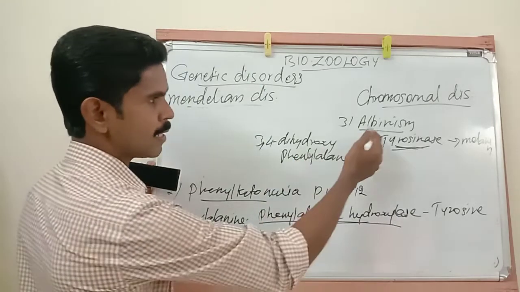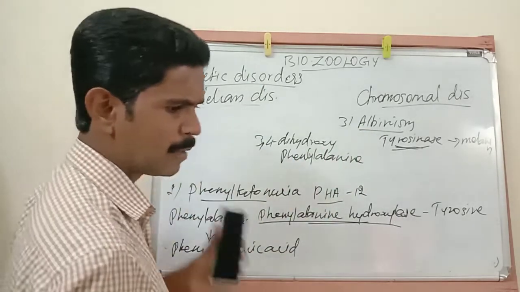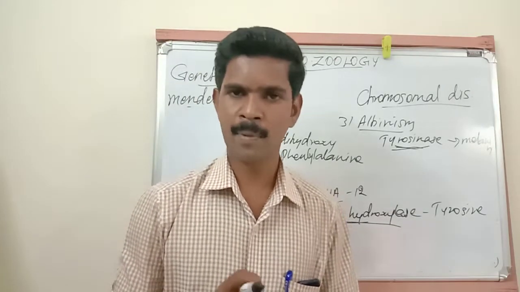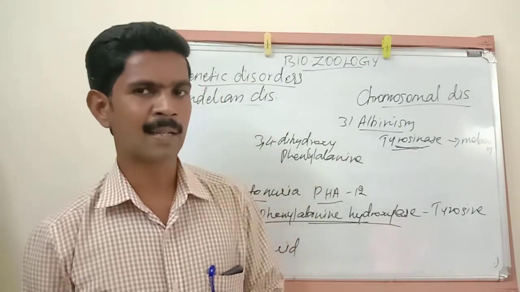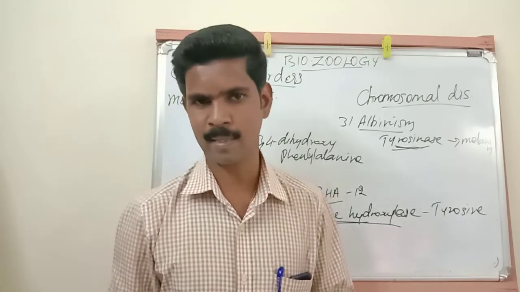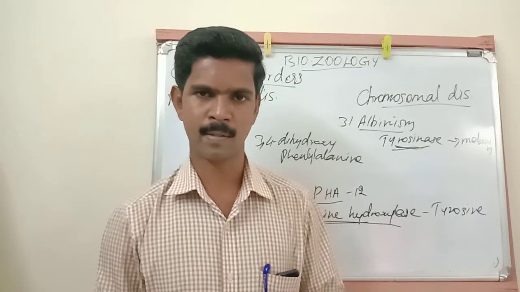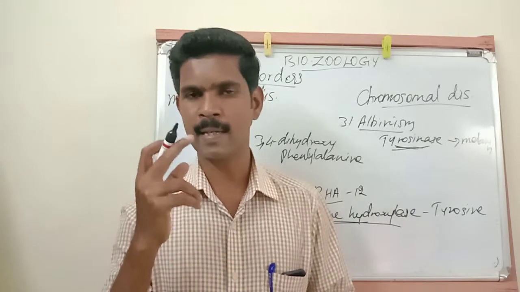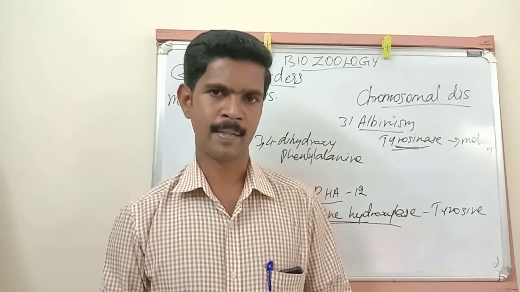So once again, to repeat this albinism disorder: it is also one of the inborn errors. Normally the melanin pigment gives color to our body, and this melanin pigment is produced inside a cell called the melanocyte. This melanin pigment is highly present in the skin, the eyes, and also in the hair.